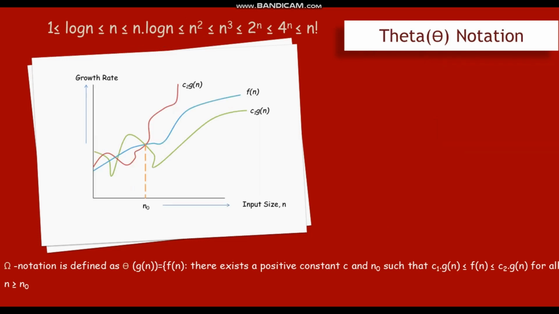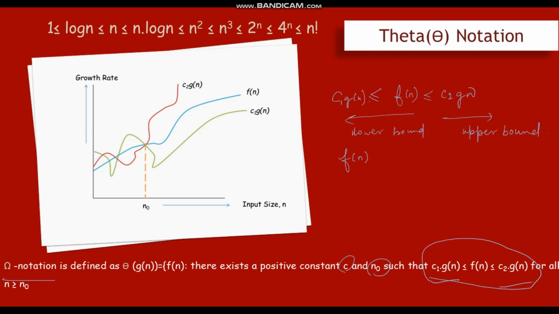The third is the theta notation. The theta notation is defined as: for f of n there exist positive constants c1, c2 and n naught such that f of n lies between c1 of g of n and c2 of g of n, where c1 g of n is the lower bound and c2 dot g of n is the upper bound. So here for the function we'll be looking at the lower bound and the upper bound. So we are seeing the average case with the help of theta notation.